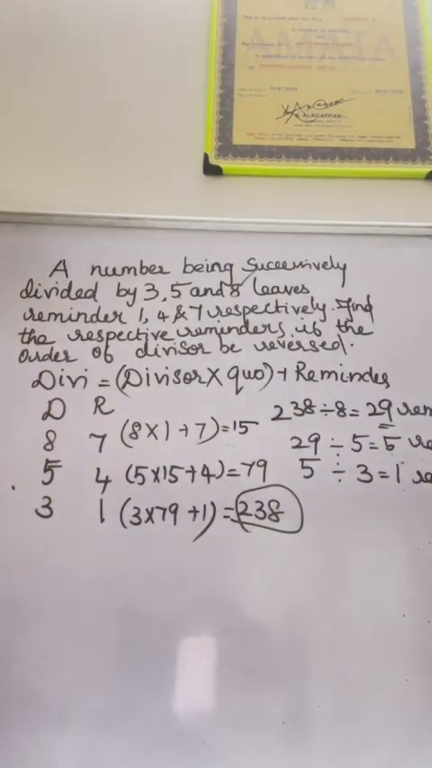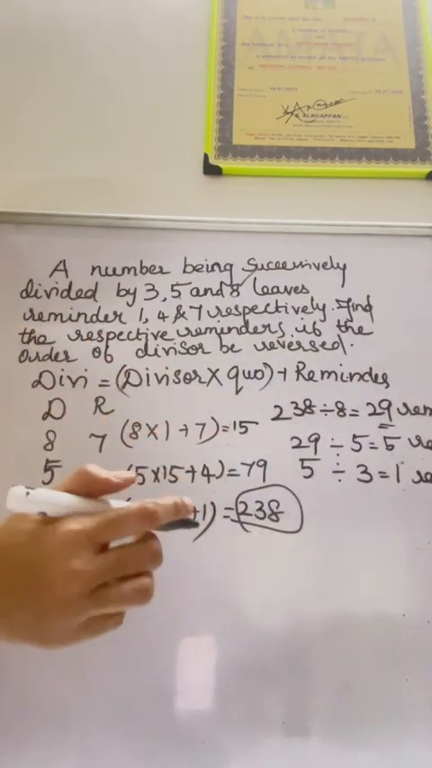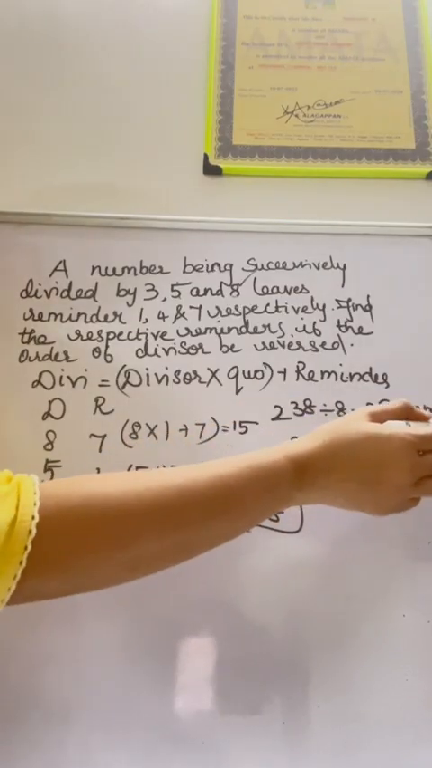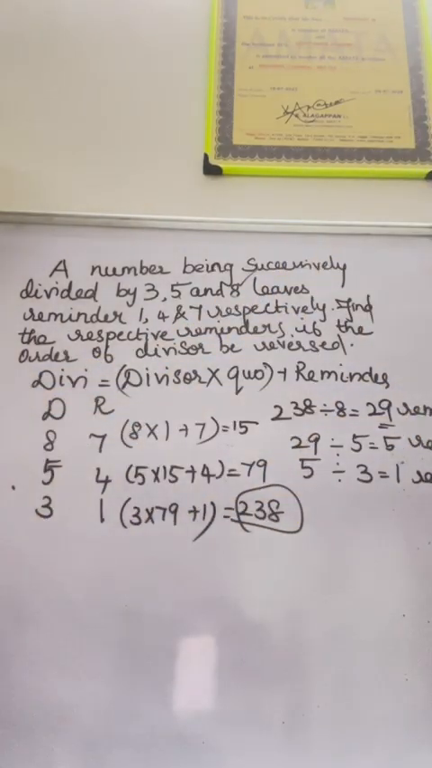Okay, so the respective remainders when the order of divisor is reversed are 6, 4 and 2. Hope this video is useful.